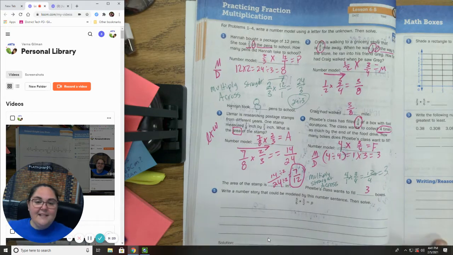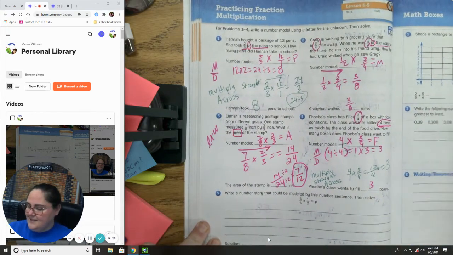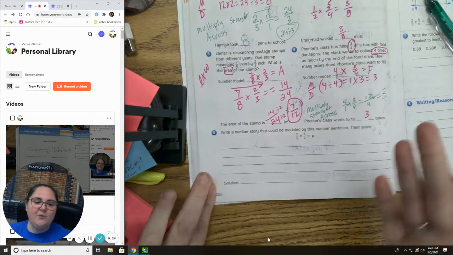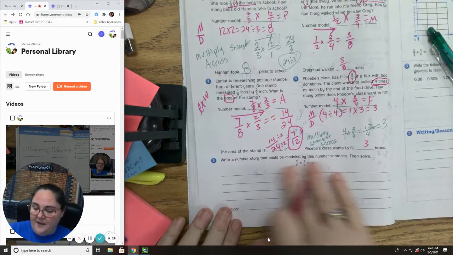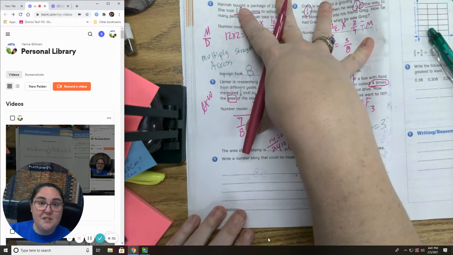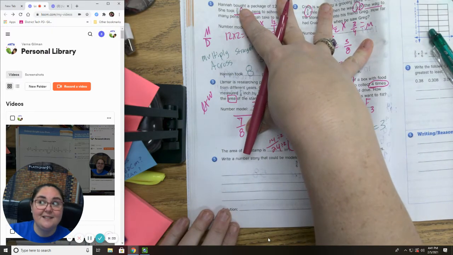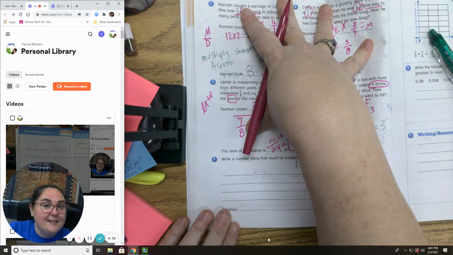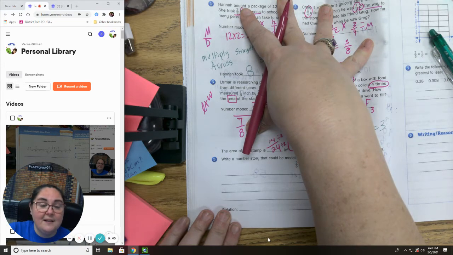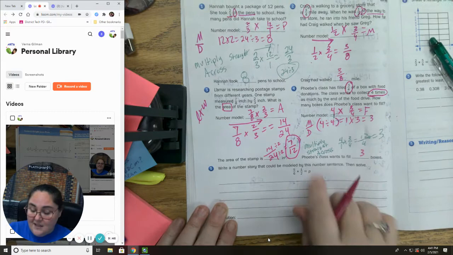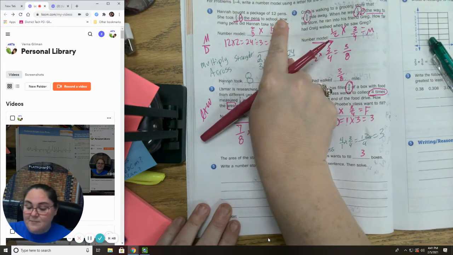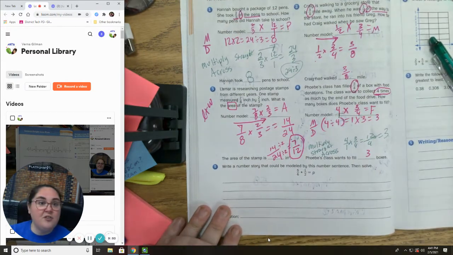Now, this is the fun part. This is the part that I enjoy. This is where you get to write a number sentence. The good thing is you have 4 very good number sentences that you can use to model your answer. Change the numbers, and it's very similar, and that's okay. So I'm going to do kind of the same things. This one talks about somebody with a package of pens. Maybe I'm going to talk about somebody with a package of markers.